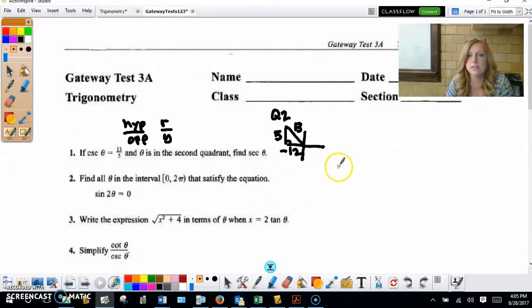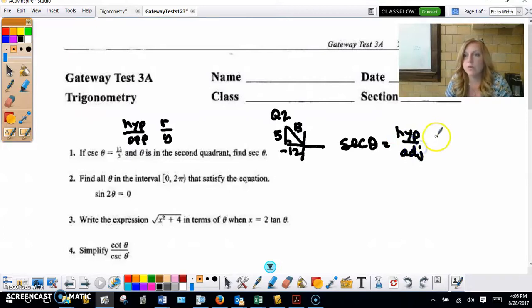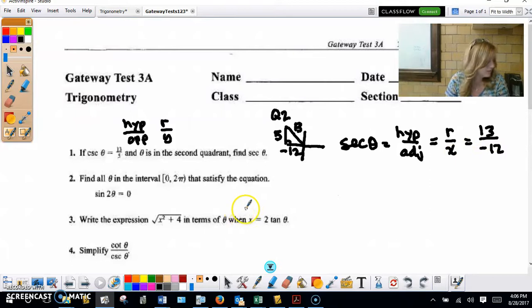And then our secant of theta is going to be your hypotenuse over your adjacent, or your r over your x. So from the triangle, I would pick the radius, which is 13, over the x, which is negative 12. So the final answer would be negative 13/12.